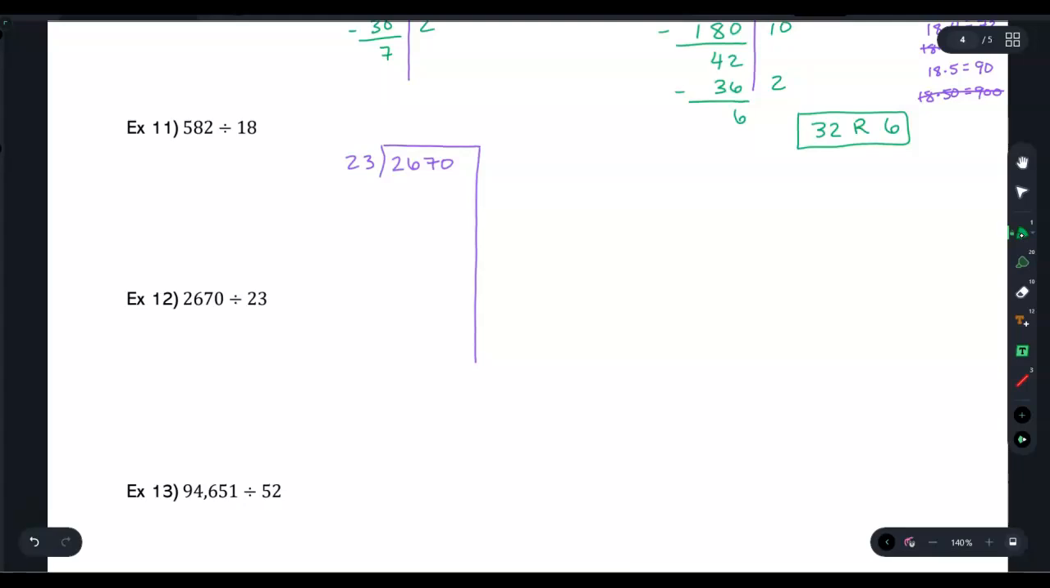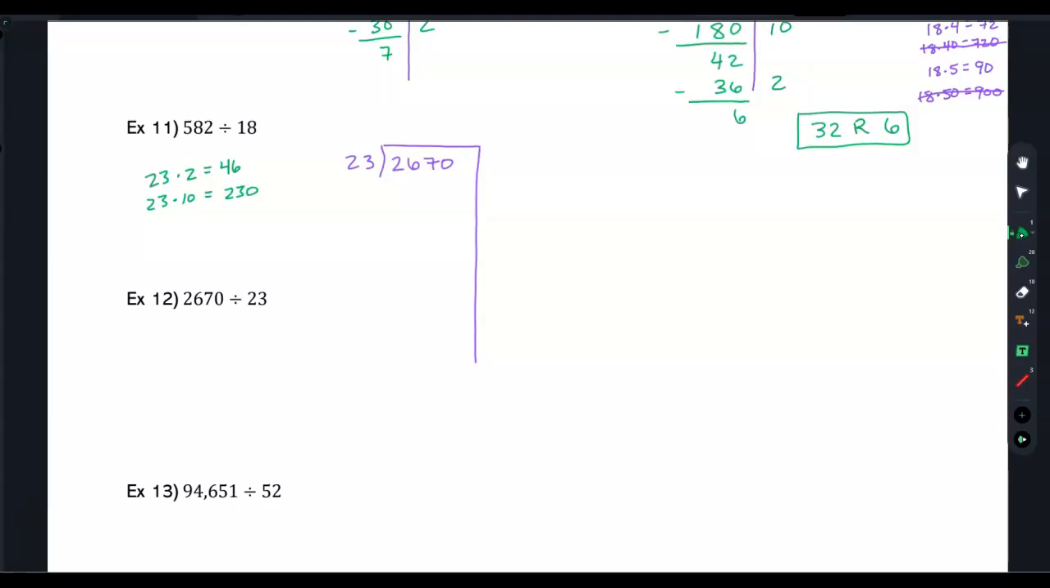So let's take a look then at 2,670 divided by 23. I know 23 times 2 is 46. I know 23 times 10 would be 230. Both of those are really small compared to my number here. So maybe attach some zeros.